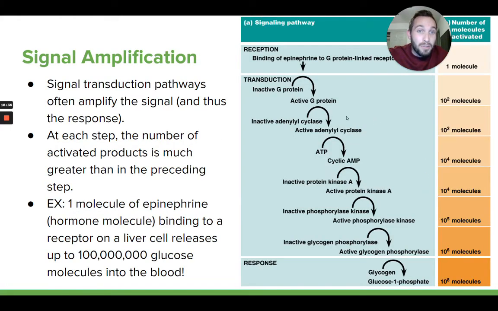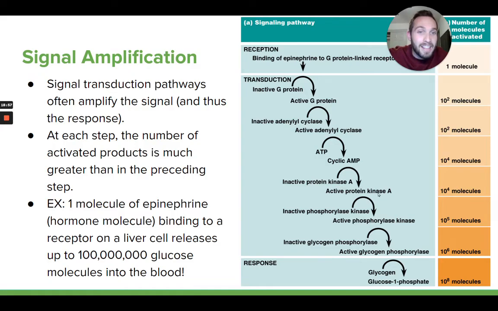And so if you keep track of what's here, adenylyl cyclase is going to take ATP molecules and turn them into cAMP, the secondary messenger. And now we have 1,000 cAMP molecules that are going to spread out and diffuse inside the cell. Those 1,000 cAMP molecules are then going to bind to and activate some protein kinases, starting with protein kinase A.